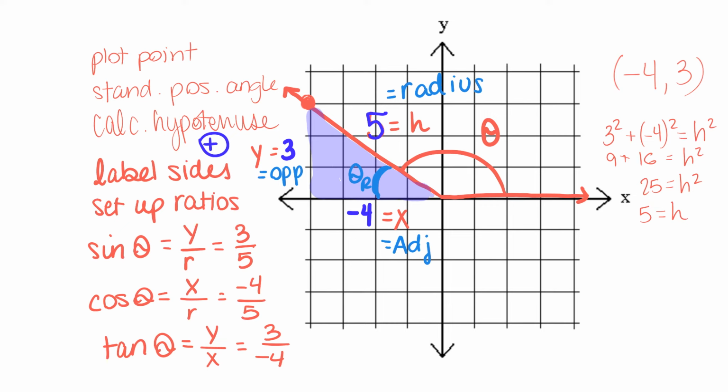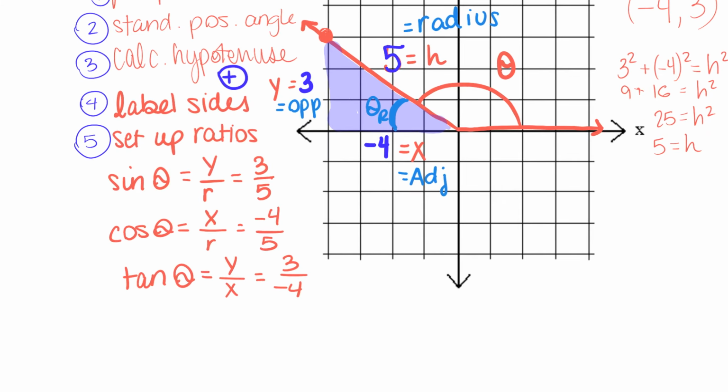Now, if we do this, okay, so wait, time out. Let's back this train up. Here's the steps you took. Step 1 was plot your point. Step 2, draw the angle in standard position. Step 3, calculate your hypotenuse. Step 4, label your sides. Step 5, set up your ratios. That's all we did. The key to this is being really careful about when you've got different quadrants.